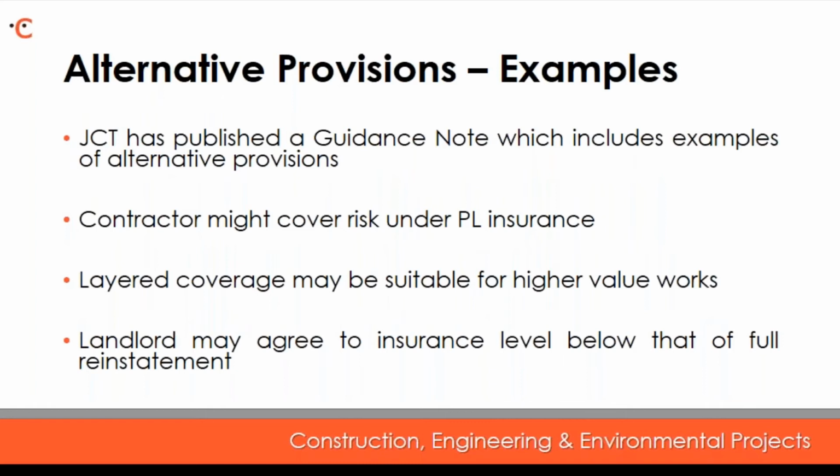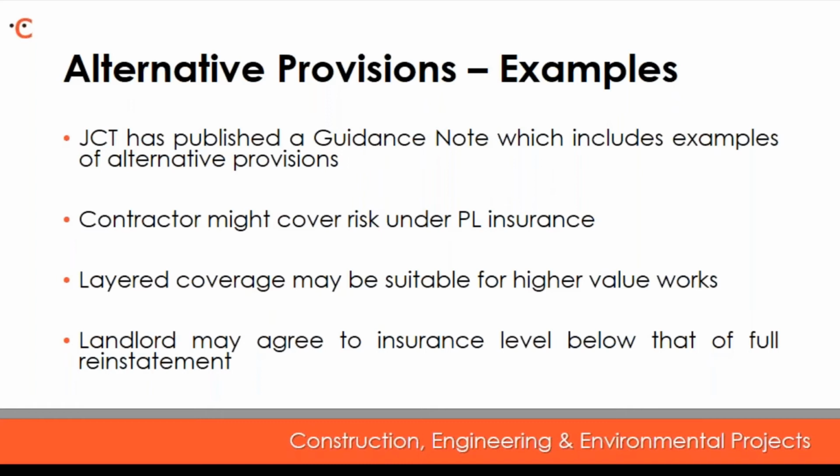The JCT has quite kindly provided a guidance note that includes some examples of the types of alternative provisions that they're referring to, to give you a bit of an idea of what you might wish to use instead of what's currently set out in option C. I've just listed briefly what they are. The contractor might cover the risk under their own PL insurance. This will usually only be suitable if the works are of a value that's well within the cover that the contractor can obtain. So you're probably looking at lower value work there.